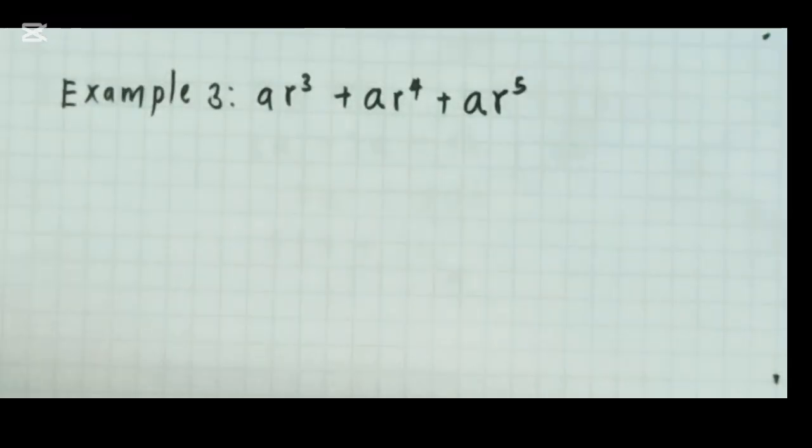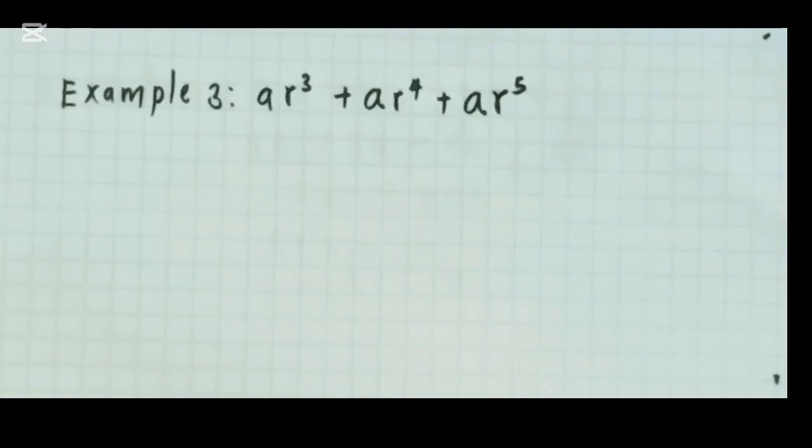Yes, example 3. In example 3, we are having ar cubed plus ar raised to 4 plus ar raised to 5. And the instruction is that we should factorize. Okay, so we are going to first note and check if the expression is in its most simplified version. And we can see clearly that it is in its most simplified version, and that there are no like terms that are actually apart.